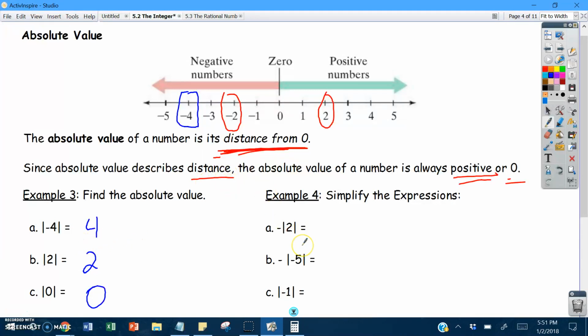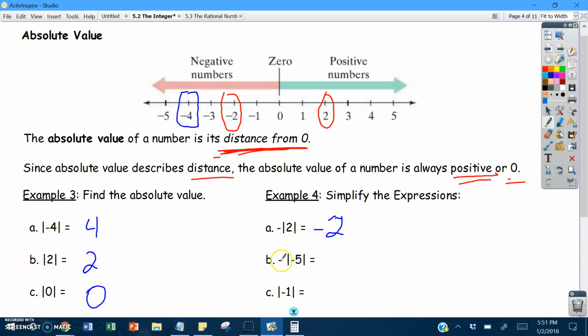Now you might see some different things, like in example 4, where you have some negative signs outside of the absolute value, in which case we've got to think of this a little bit differently. So in letter A here, we'll want to think of the absolute value of 2 is 2, just like over here. And then this is saying, well, let's make that negative. So you take the absolute value first, and it makes it 2, and then we'll make it negative. This expression actually is negative 2, since this negative sign comes on the outside.